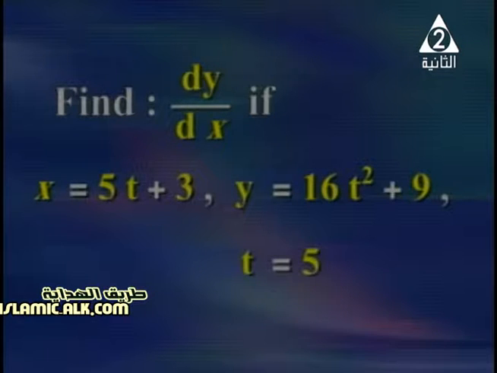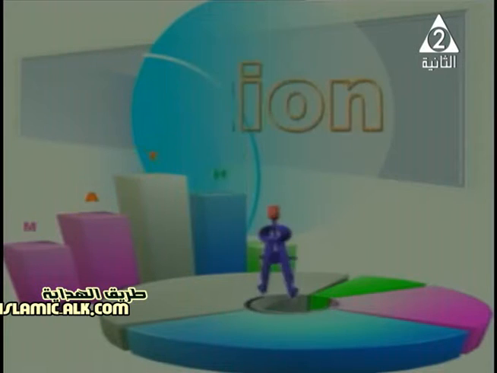Remember, we find dy over dx at t equals 5. Remember, dear student, at the first step of the solution, we find dy over dt. What is y? What is x?